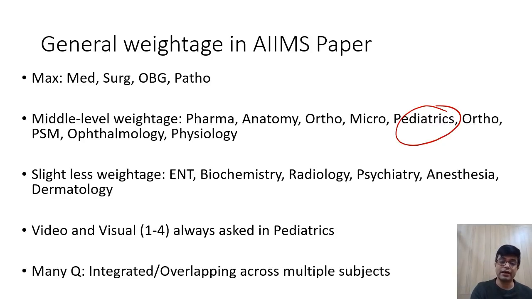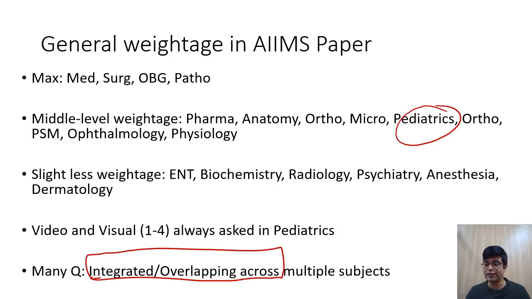And many questions are integrated, that is, overlapping across multiple subjects. For example, they will give you a photograph of a worm and they would ask, what is the mechanism of action of the drug of choice of this worm? This is a typical example of an integrated question. It is checking whether you can identify the worm, so microbiology. Then you should know pharmacology, the drug of choice for that. And then deep pharmacology or medicine, what is the mechanism of action of that particular drug? So these are known as integrated questions.